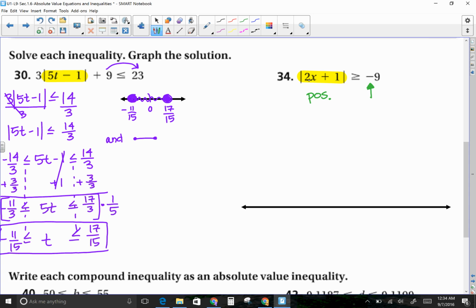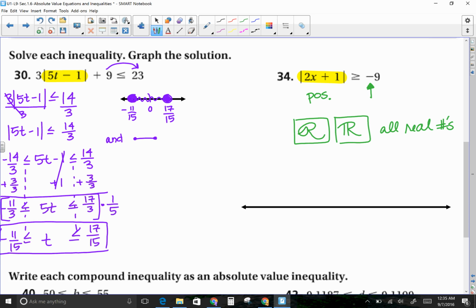Well, any number that I put in here is going to be positive. So that is what we say: all real numbers. That's a cursive R, or you can write it that kind of R if you like, or you can say all real numbers. Because anything I put in there for x, when I take the absolute value of it, it's going to be positive, and that will be greater than negative 9.